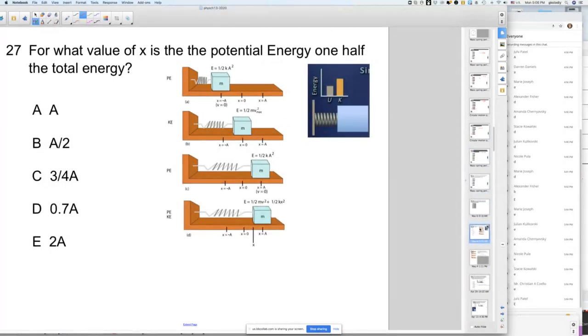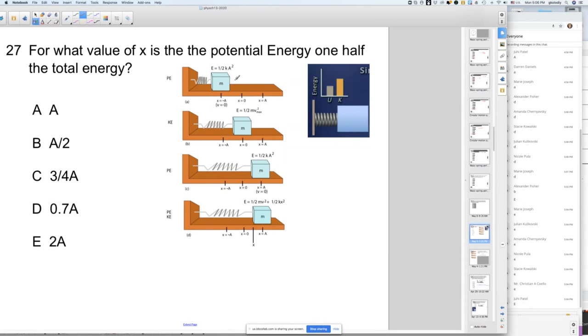So here is one little tricky problem. Again, we're going back to the thing oscillating back and forth. And we know that the energy is changing all the time, but it's equal to the total energy to begin with. Each energy, potential and kinetic, is changing as it goes back and forth. But the total energy stays the same. So for what value of x is the potential energy 1/2 the total energy?